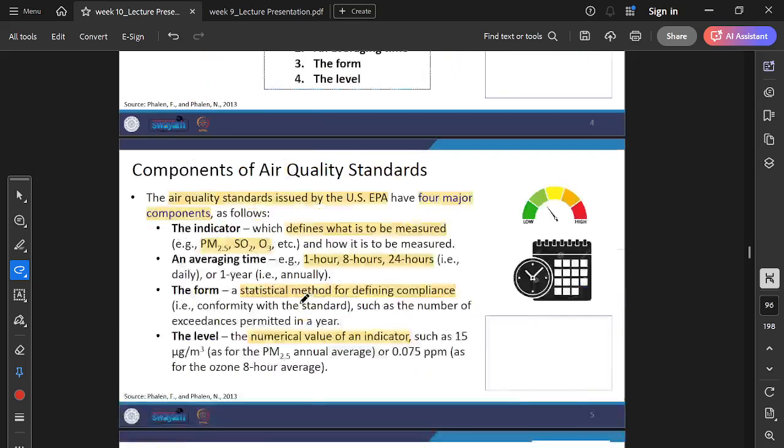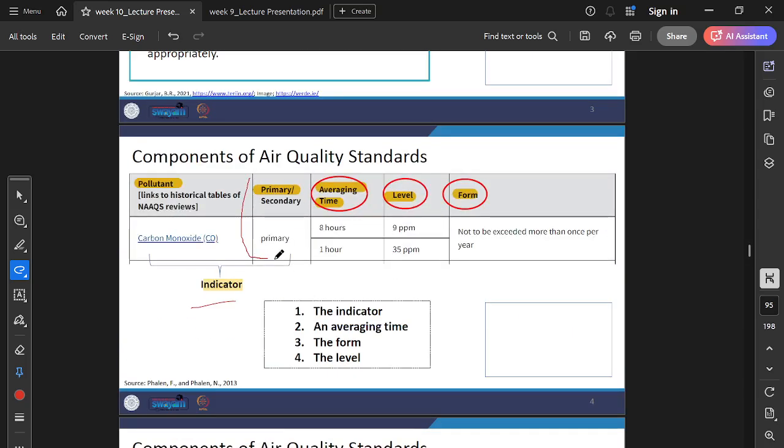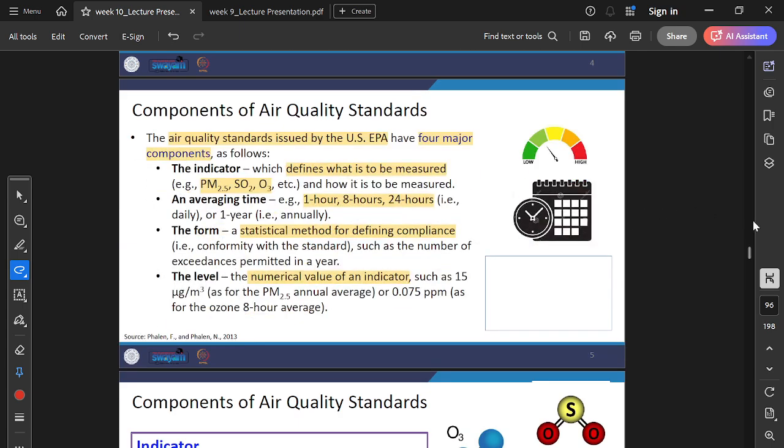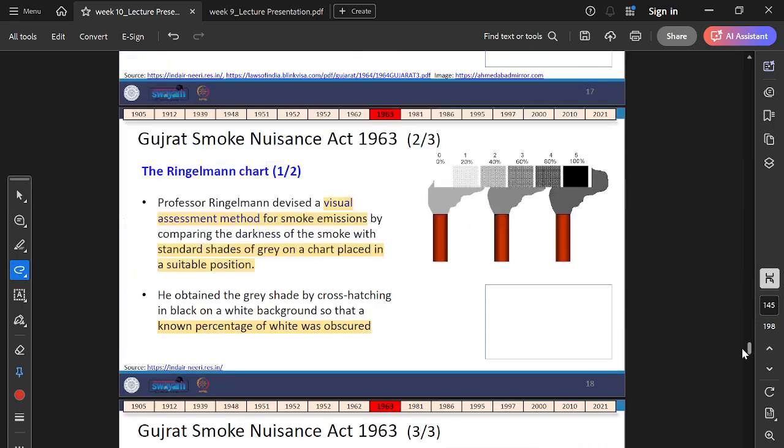Second column will be your primary or secondary pollutant. Third column will be your averaging time: 8 hours, 1 hour, 24 hours or annual level. So if I want particulate matter, or carbon monoxide, if it is exceeding 35 ppm, then it's not good for health. That's the maximum limit prescribed in the standards. Then the form or any measurement techniques. Got it?